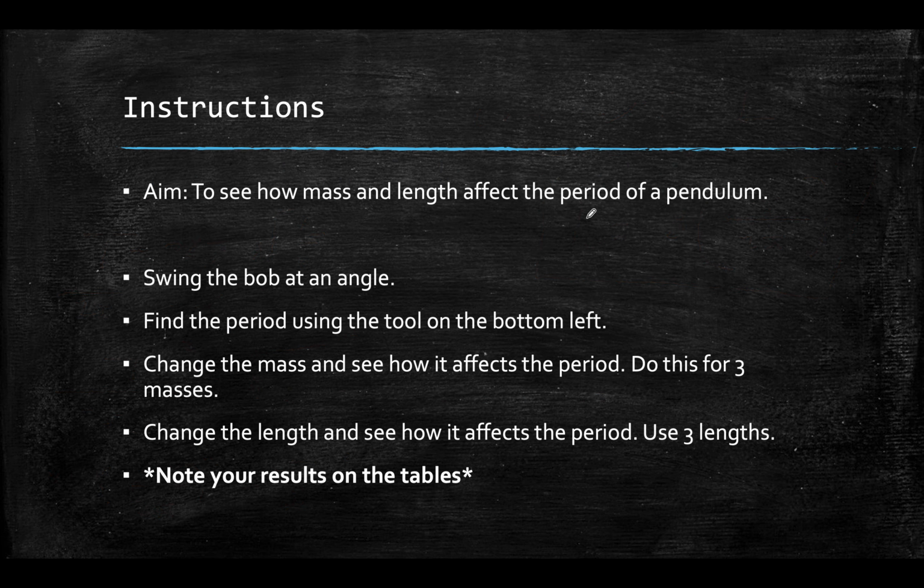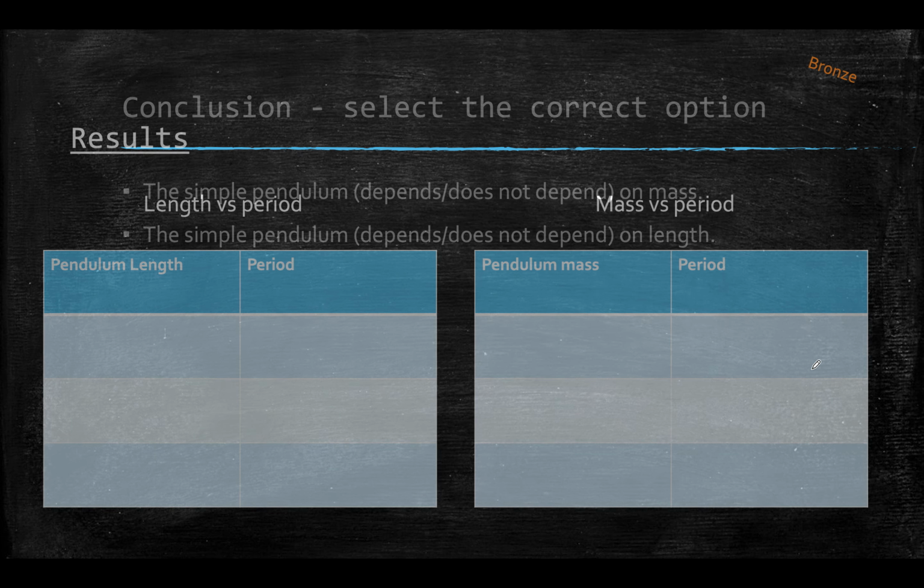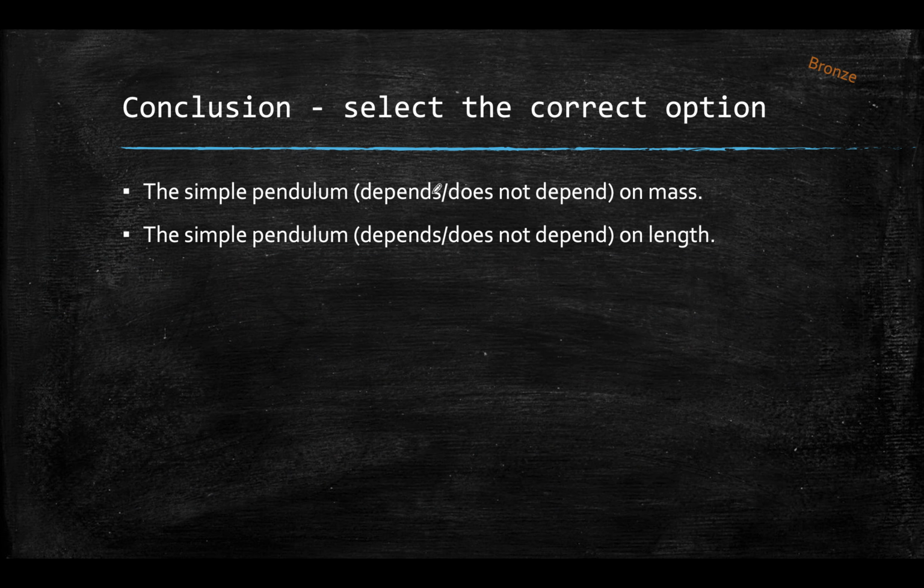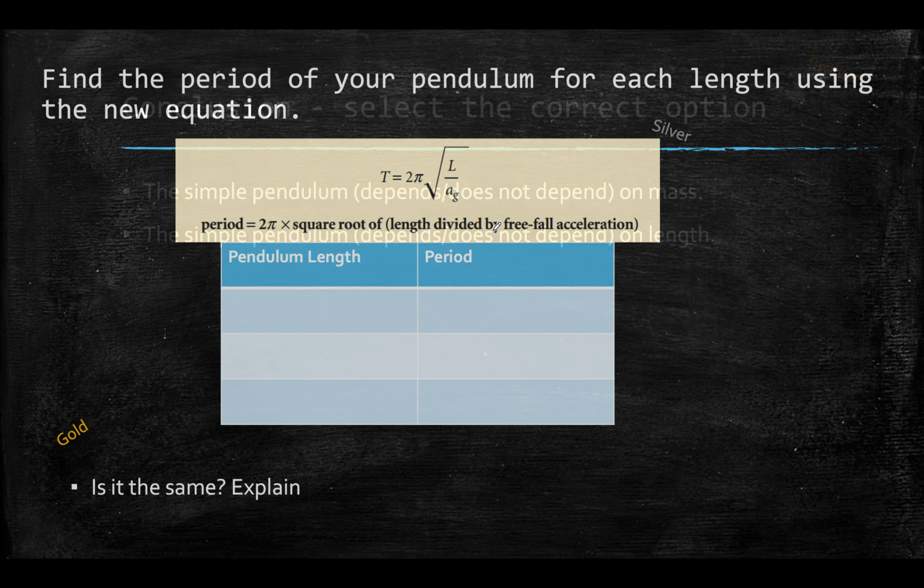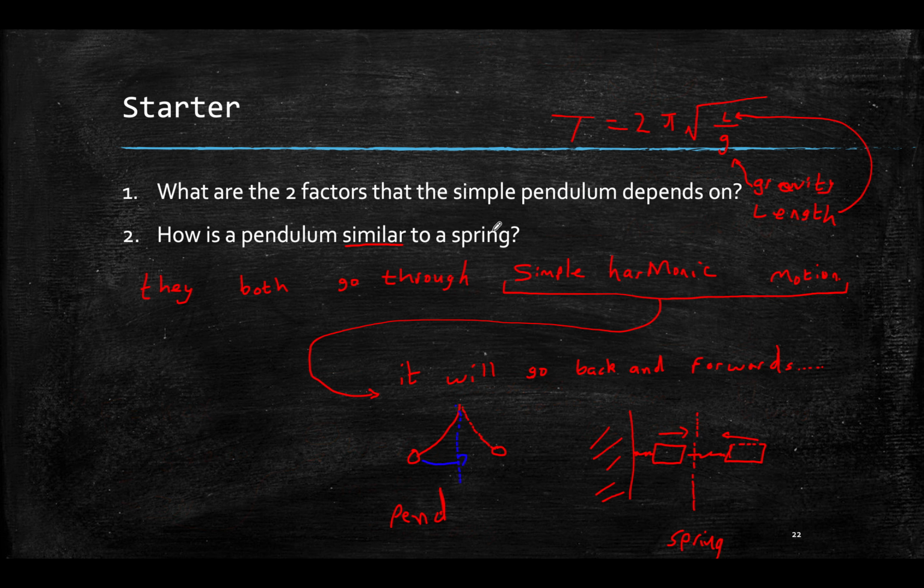Okay, you did a simulation here. We swung the bob and you found the period, and you changed the mass and the length and noted your results. You realize that when you change the length, this gets bigger. If you increase this, this gets bigger. Increasing this gets bigger. But when you change the mass, nothing happened. It was the same. The mass did not affect it. The period did not depend on the mass, but it does depend on the length. That's what we found from our conclusion, and we checked it using the formula.